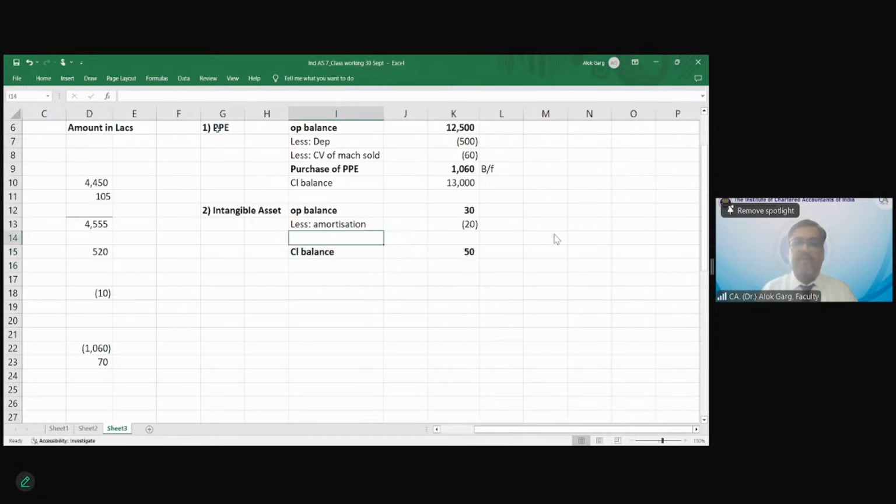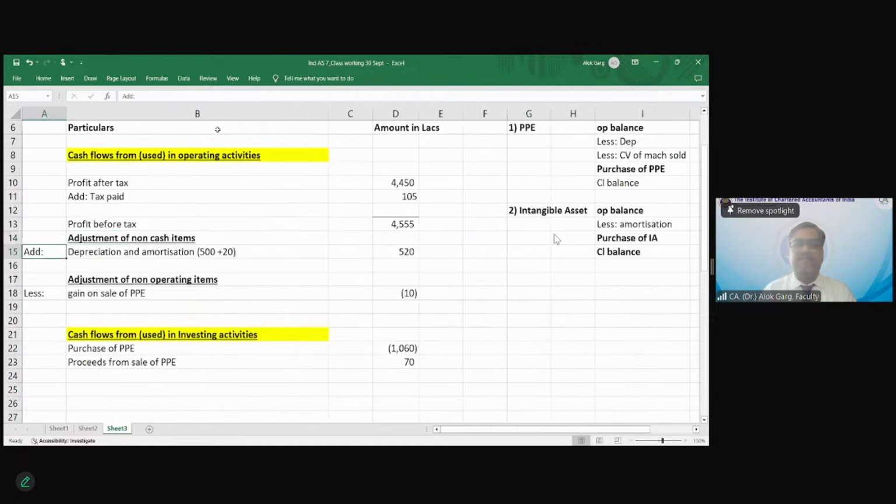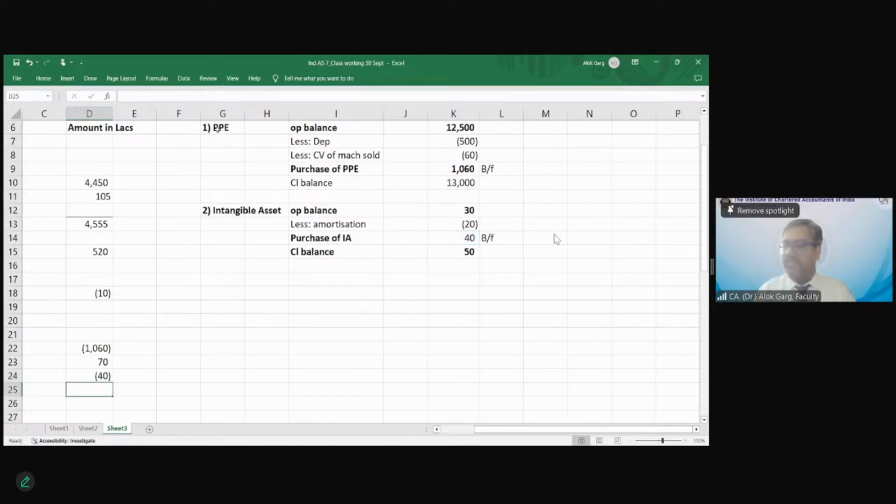Purchase of 40 lakhs of intangible asset. What is the balance? 40 lakhs. So it will give you 50 lakhs. Okay. This is my balance. Where will it go? Purchase of intangible asset? Investing activity. Negative. Purchase of intangible asset. The amortization I have already taken into the non-cash item in operating. I have already taken. Yes. Intangible asset. Okay.